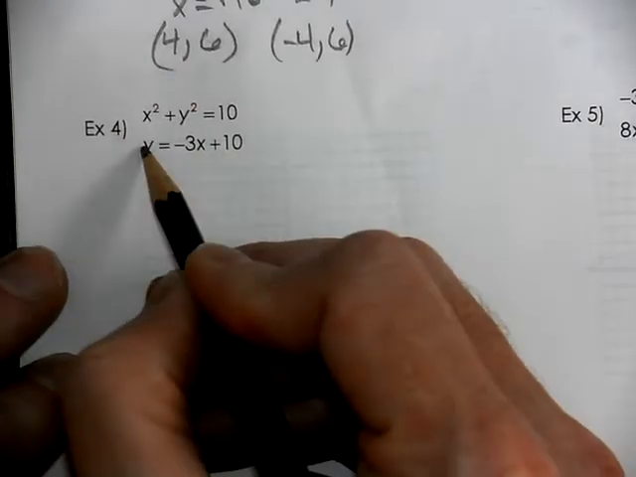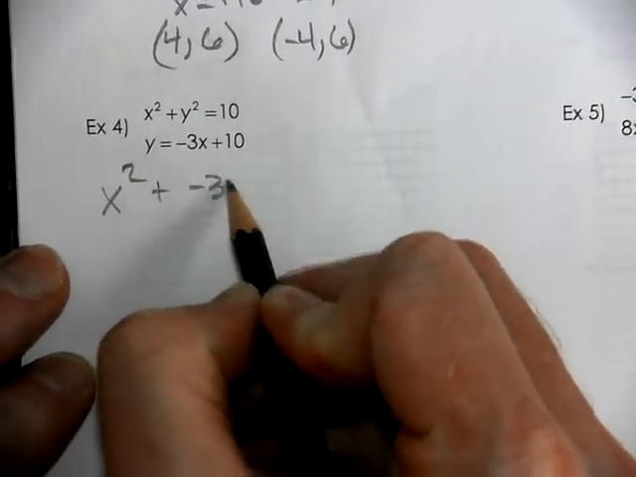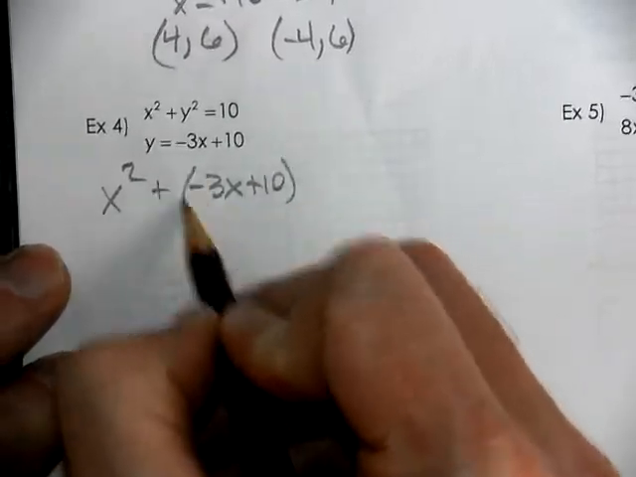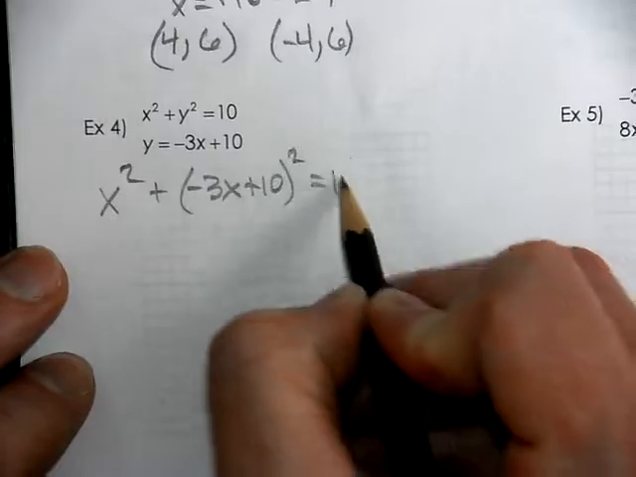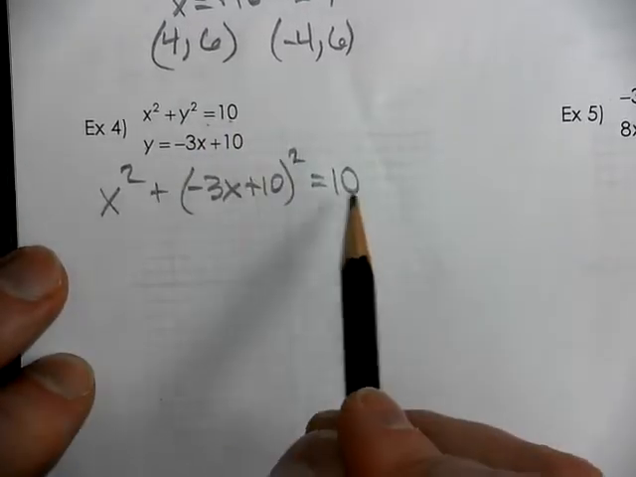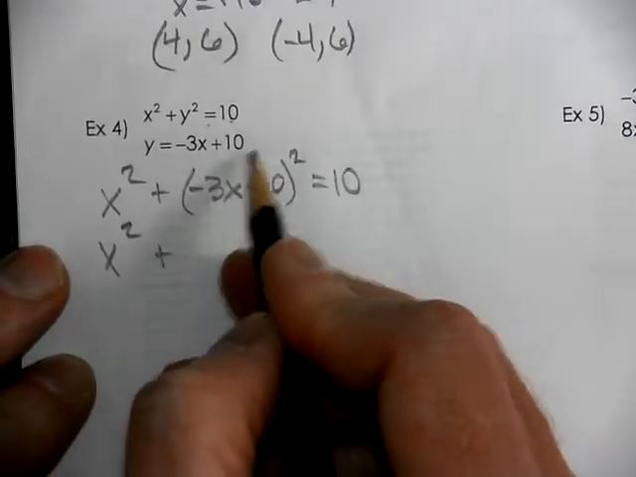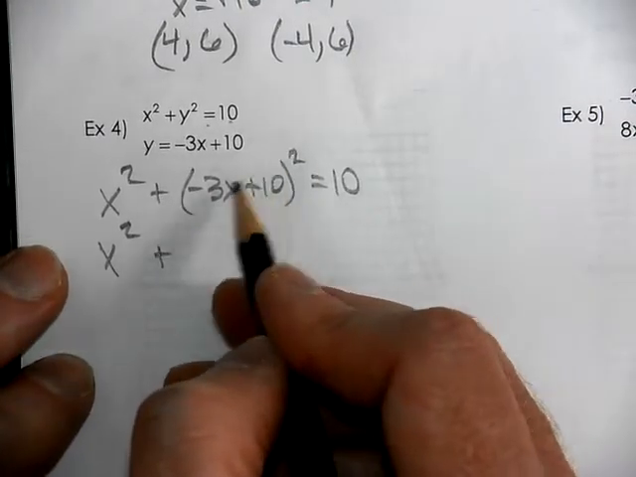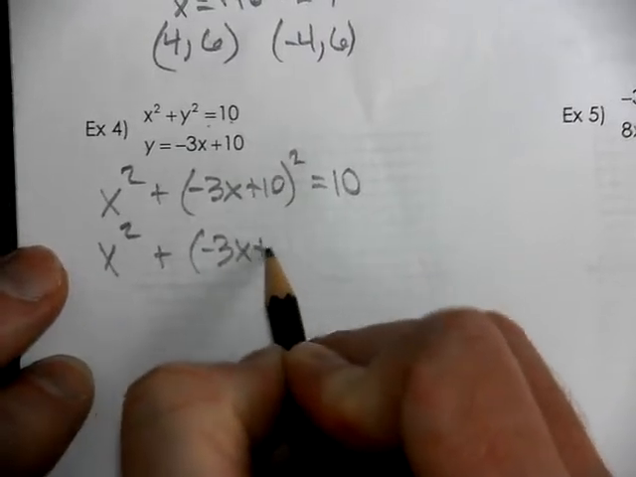Into the y. This is what y equals. So I'm going to plug my negative 3x plus 10 into the y that is being squared. Plus 10. Unfortunately, I cannot distribute into a binomial. I have to write this twice.